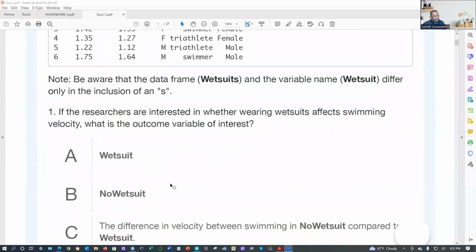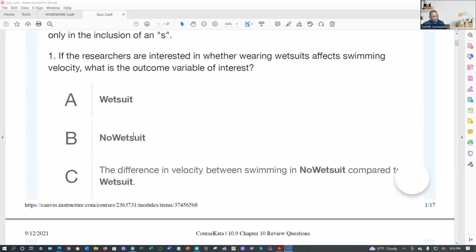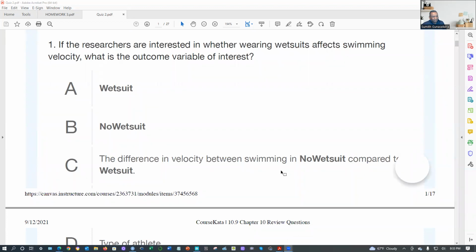If the researchers are interested in whether wearing a wetsuit affects swimming velocity, what is the outcome variable of interest? We haven't decided the outcome variable yet. So they were looking for something: wetsuit or no wetsuit, or the difference in velocity between swimming with no wetsuit compared to the wetsuit. I think this one, no? In order to get a rough idea of how the wetsuit can affect swimming velocity, you have to compare and contrast with wetsuit and without. So we take the difference between them. That's the response variable. We are looking for the response: the difference in velocity between swimming in a wetsuit compared to without the wetsuit.